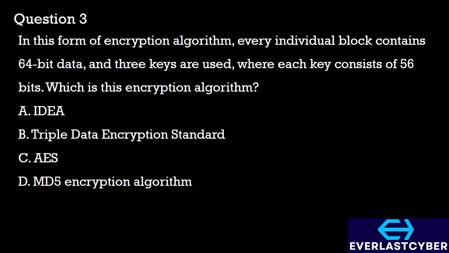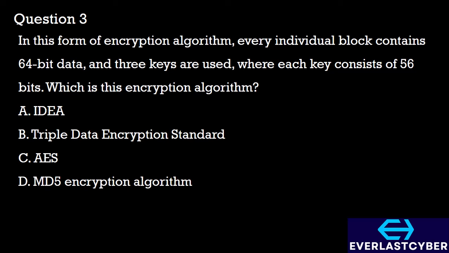Question 3. In this form of encryption algorithm, every individual block contains 64-bit data and 3 keys are used, where each key consists of 56 bits. Which is the encryption algorithm? A. IDEA. B. Triple Data Encryption Standard. C. AES. D. MD5 encryption algorithm.